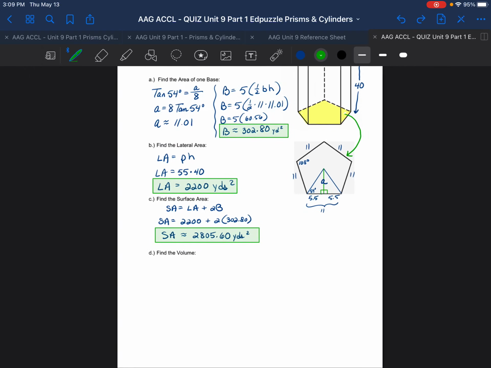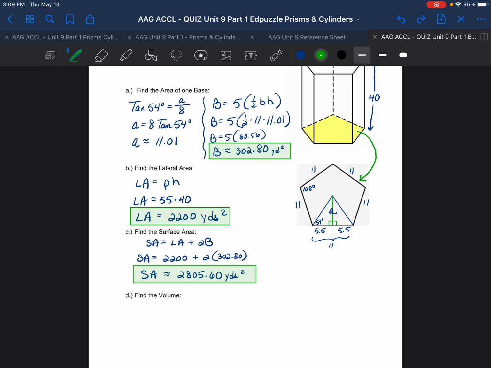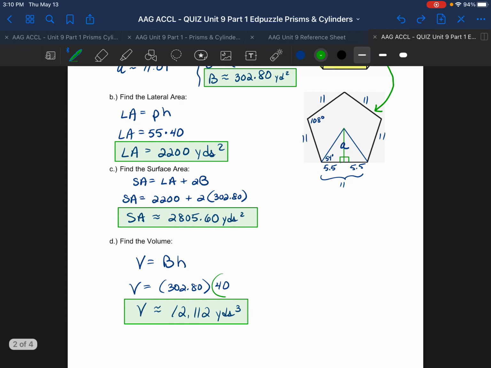Finally, let's zoom out and see where we're at right now. Let's go to part D and find the volume of the prism. Finally, our volume is roughly 12,112 cubic yards. The formula we should have used is V equals capital B h, right? So that's the area of the base, or 302.80, times the height of the prism, which is 40. Thus, it gives us our volume.